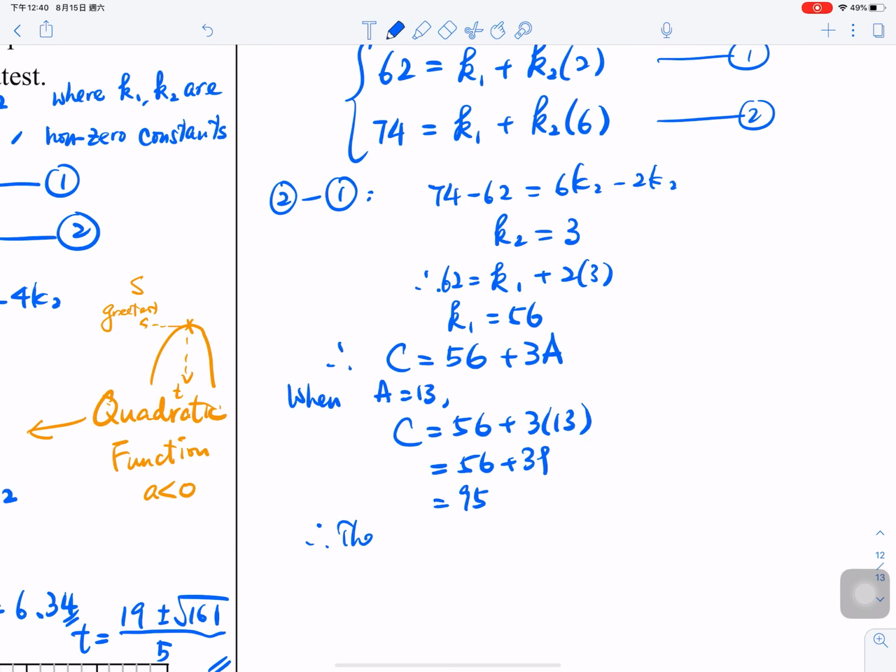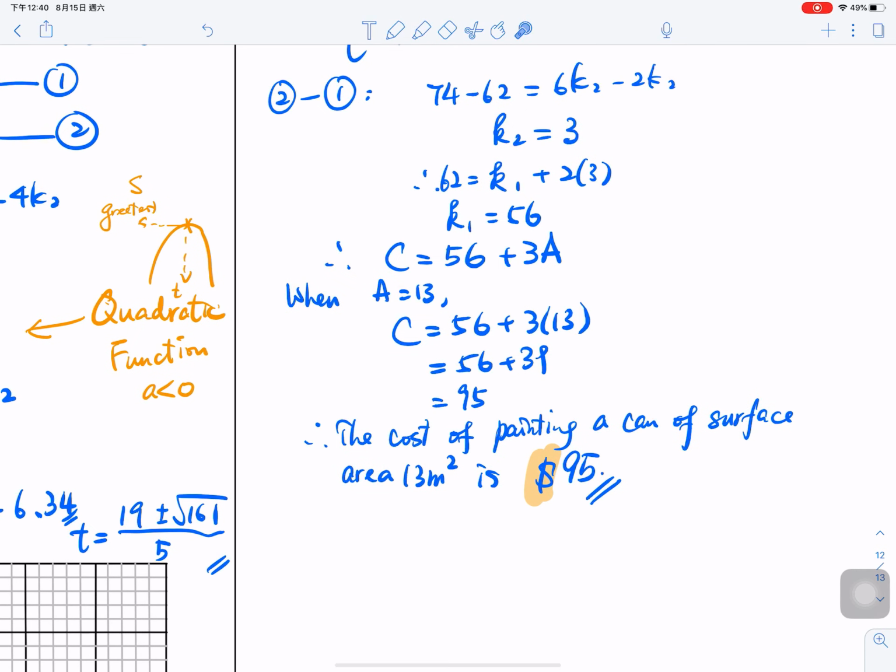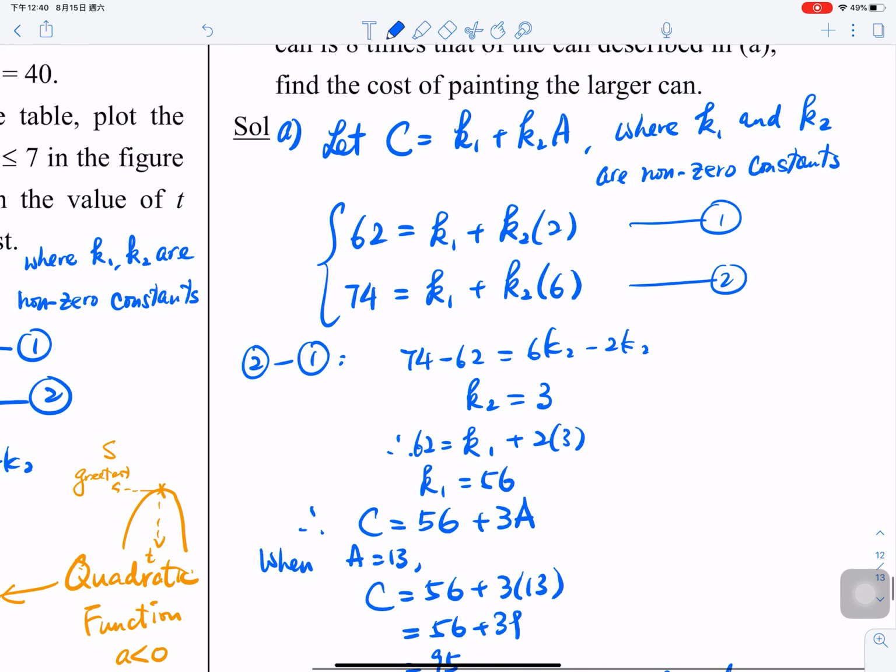As a result, the cost of painting a can of surface area 13 meters square is $95. Okay, remember the units of the answer. Okay, great. Part B, let's read the question.